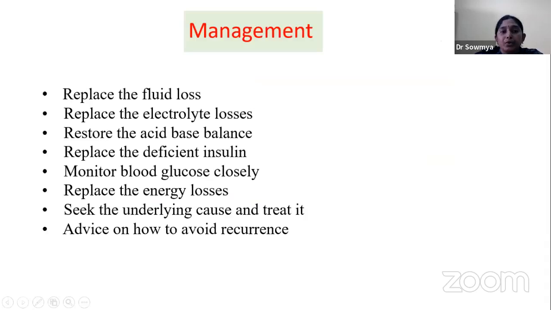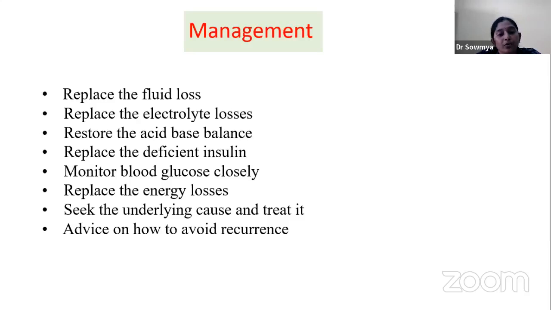So what should we do? How are we going to manage this case? First we have to replace the fluid loss. Whatever water is lost due to osmotic diuresis, we have to replace it. So first we have to assume the volume deficit around 6 to 8 liters, and we have to replace the fluid, replace the electrolytes, and restore the acid-base balance. Replace the deficient insulin, which is the main reason for all this, and monitor the blood glucose closely. And we have to replace energy losses. Whatever is the triggering factor here, the infection is the triggering factor, most probably urosepsis. We have to treat it, and we should avoid the recurrence.